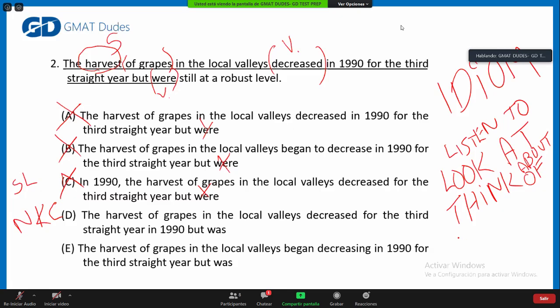And guys, do you know the idiom for the verb begin? Anyone who wants to tell me? Begin to. Yeah, begin to. Very good. Begin to decrease. Began to decrease. Not began decreasing. That's not the idiom. Echo has to go. Ladies and gentlemen, this is our answer.